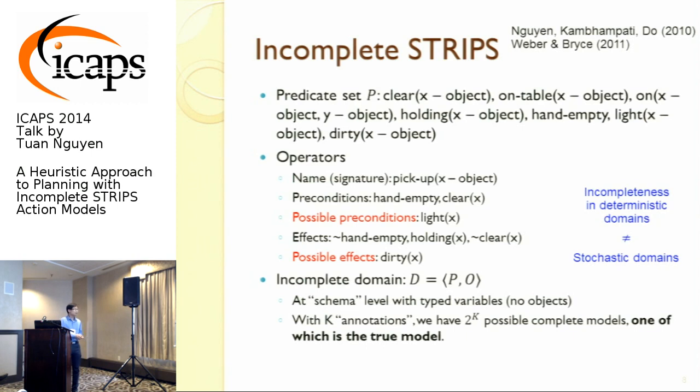The incomplete domain annotation is defined at the schema level with type variables. The meaning is that if we have k annotations of possible preconditions and effects, we can have 2 to the power k possible complete models, one of which is the true model, which we do not know.